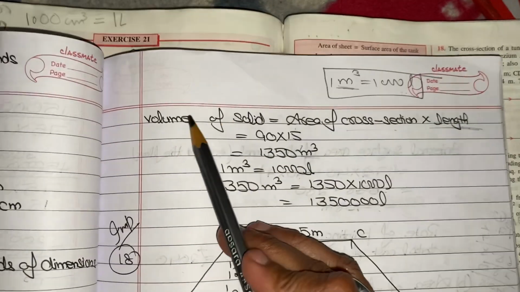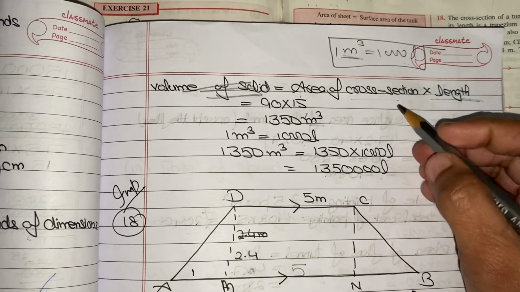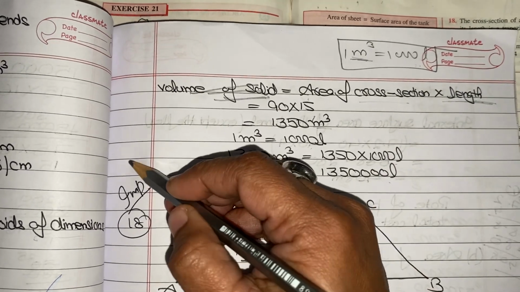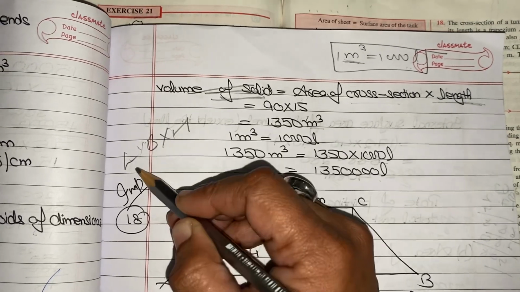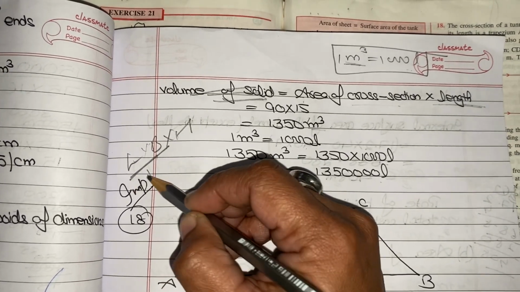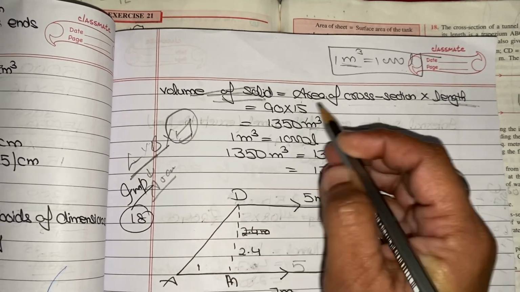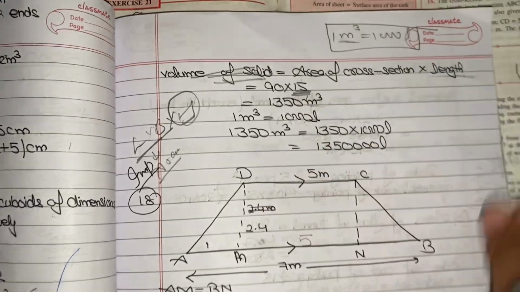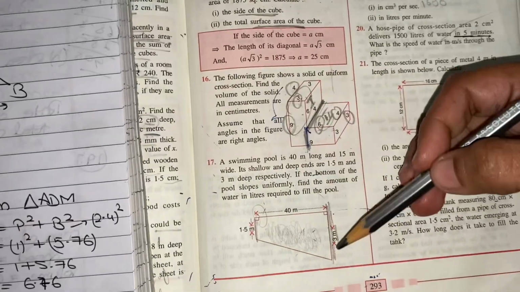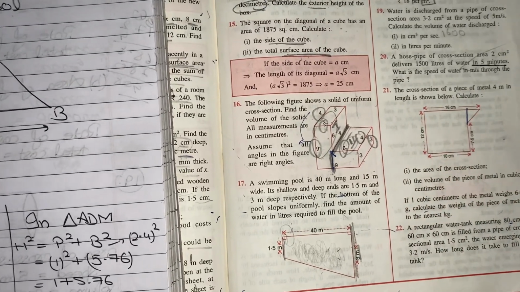Let's move on to the next. Now the volume of the solid. How do you calculate the volume of a solid? If you want to calculate the volume of a solid, it is length into breadth into height. Length into breadth is the area, which I already calculated, and the height is 15. Clearly in the diagram the height is 15 meter, which is already given to us.